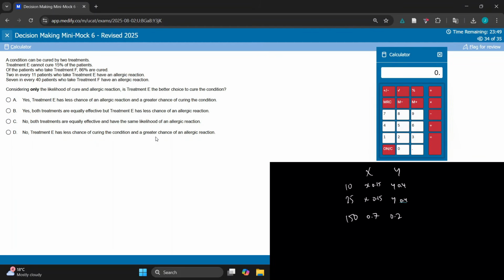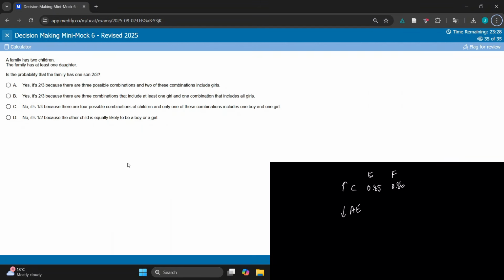Okay. Cure an allergic reaction, so you want the cure to be as high as possible, you want the allergic reaction to be as low as possible. E and F. E cannot cure 15%, 86% cured, so it's either better choice. No, I would argue, and then I would say both students. Out of these two, F has a higher cure, so yeah, I think this one has to be the answer.